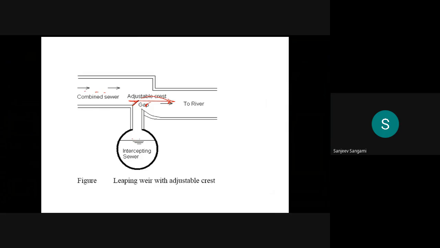So suppose you remove this crest. What will happen is that, assuming we don't have any crest or the adjustment is not there, then whatever is there will come and join here. Then it will start overflowing, and once it starts overflowing, it will move to the rivers. So these kinds of systems are used whenever the intercepting sewer is of limited size or limited capacity.